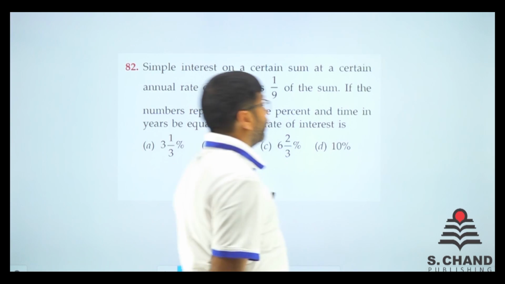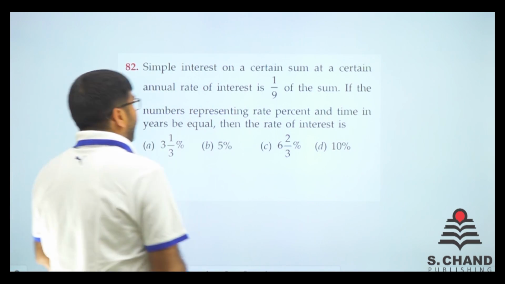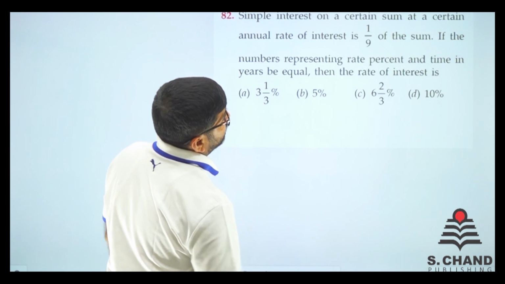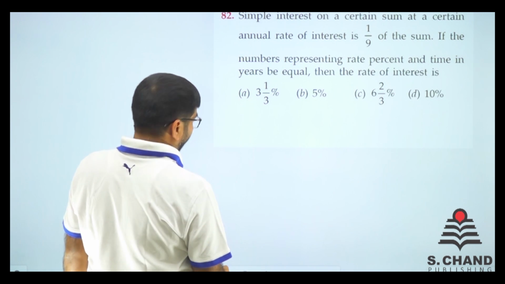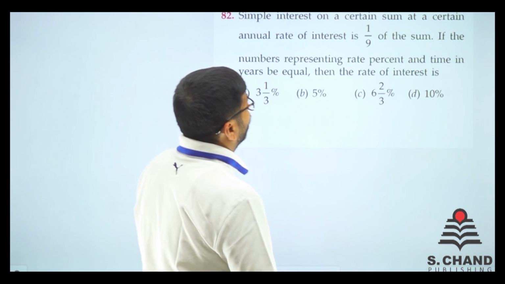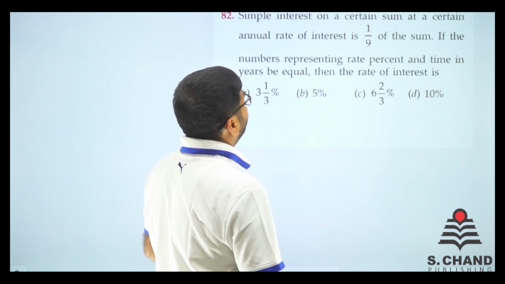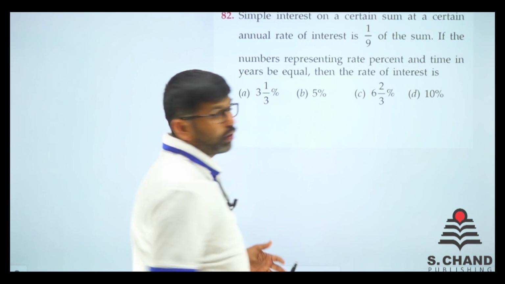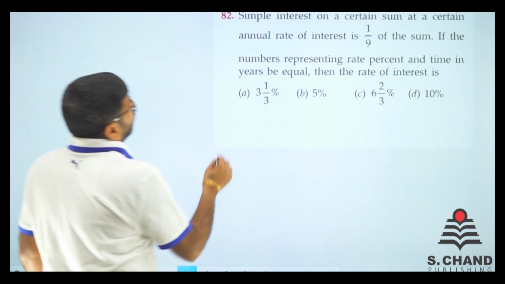We move to the next question. Question number 82 we have. Simple interest on a certain sum at a certain annual rate of interest is 1 by 9 of the sum. If the number of years representing the time and the rate percent are equal, what is the rate of interest?